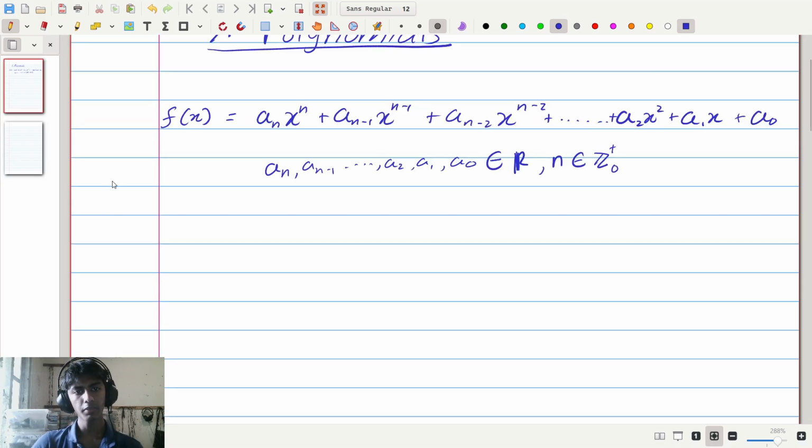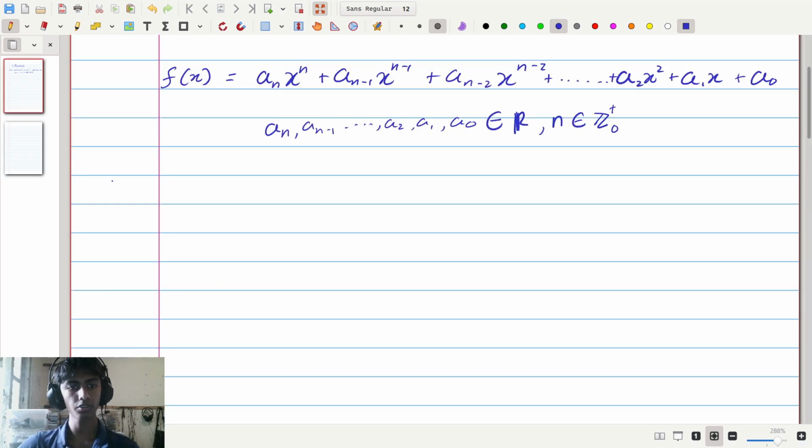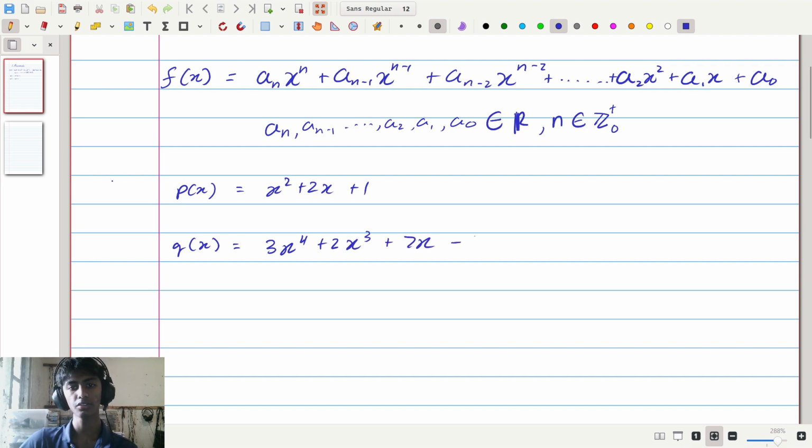If we take a few examples of polynomial functions, they look something like this. Let's say p(x), let's define it as x^2 + 2x + 1. This is a polynomial function. Similarly, let's define another one. q(x) is 3x^4 + 2x^3 + 7x - 2. This is also a polynomial.